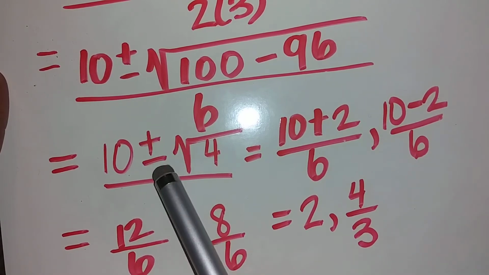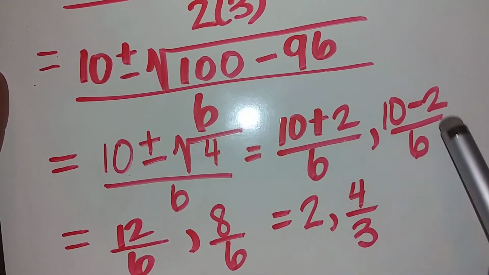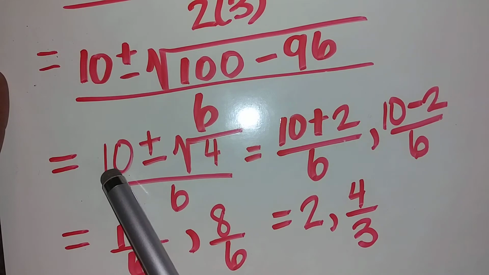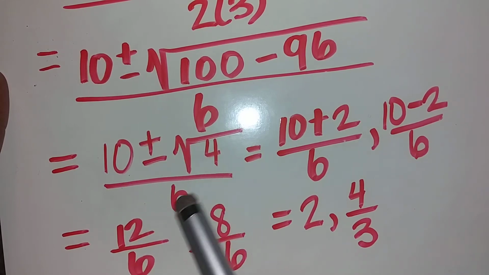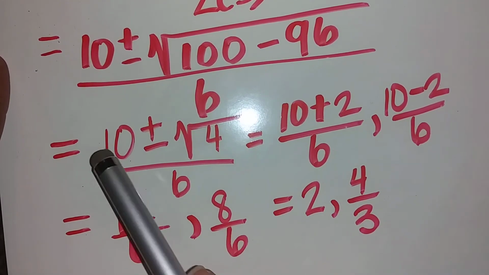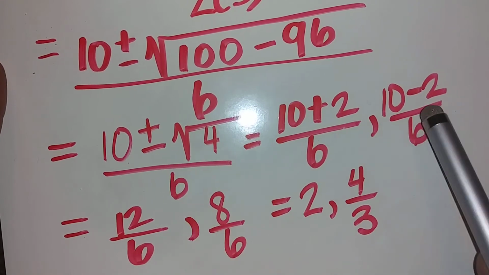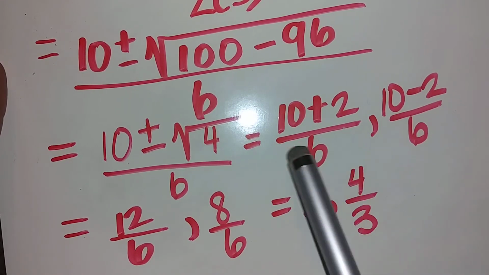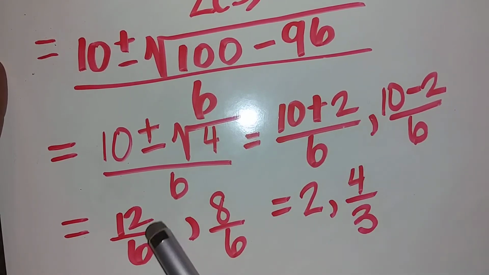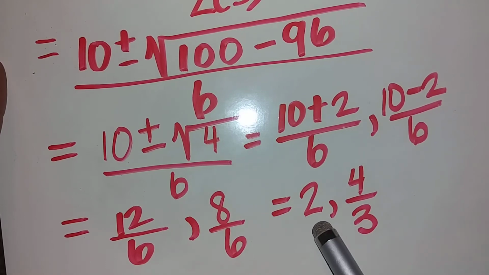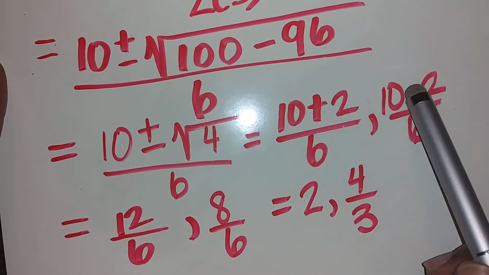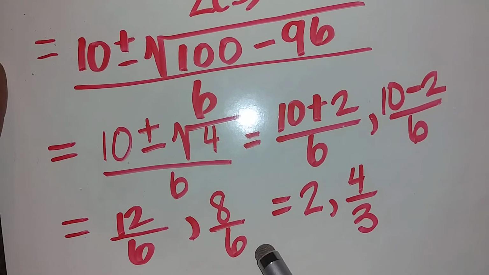I see plus or minus, so I separate this into two answers. I said 10 plus 2 over 6. Then I said 10 minus 2 over 6. 10 plus 2 is 12 over 6, which simplifies to 2. 10 minus 2 is 8 over 6, which simplifies to 4 over 3.